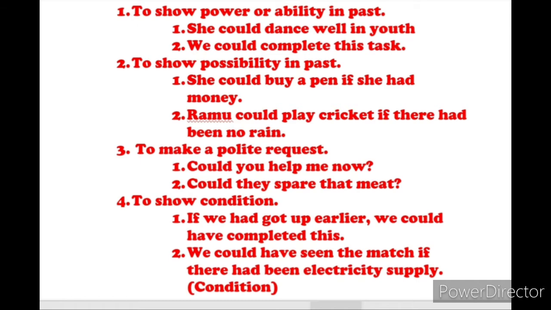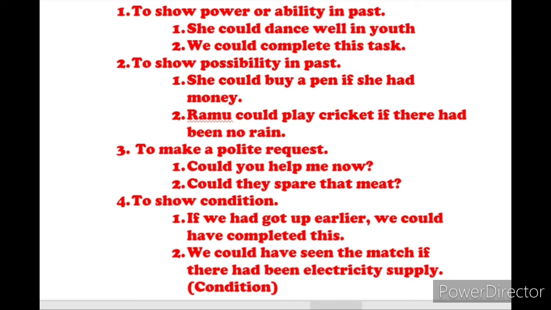For example, she could dance well in her childhood. So here is ability in the past. Second, I could buy a ticket for you if you don't have money. In this sentence there is a possibility in the past. Then, could I help you now? In this sentence there is a polite request. Then, if we had got up earlier today, we could have reached the station on time. In this sentence there is a condition. Conditional sentences mean that when one condition is fulfilled, then another starts.